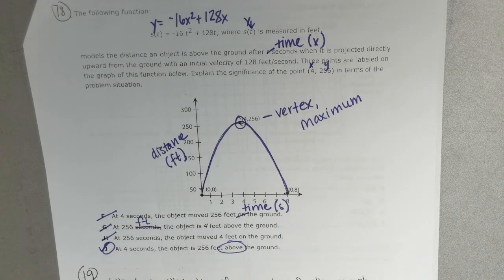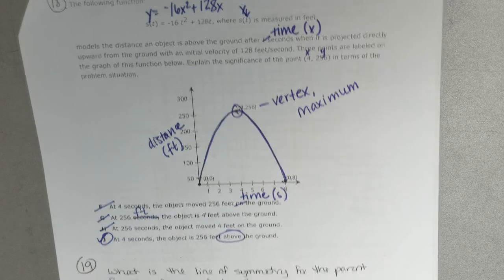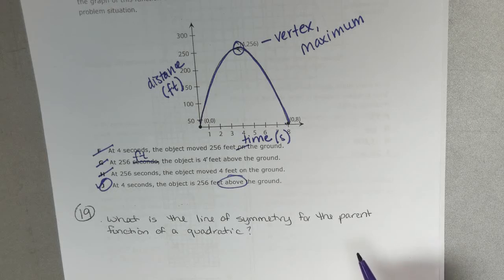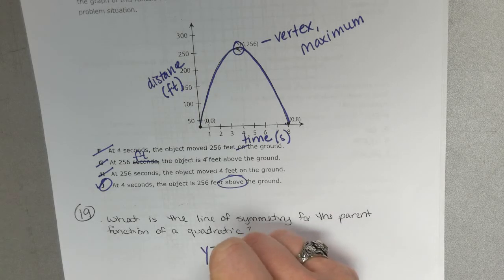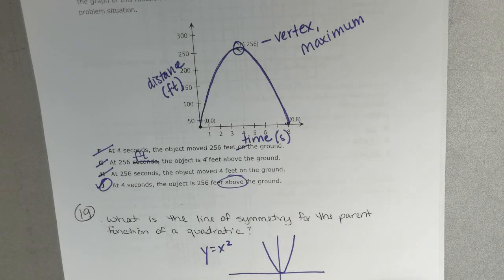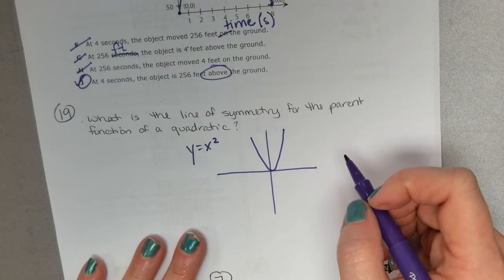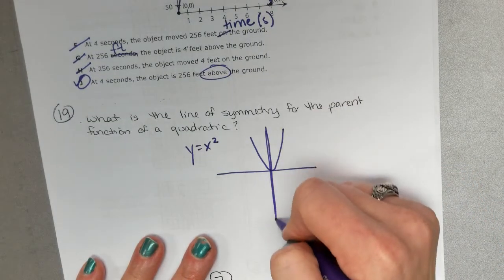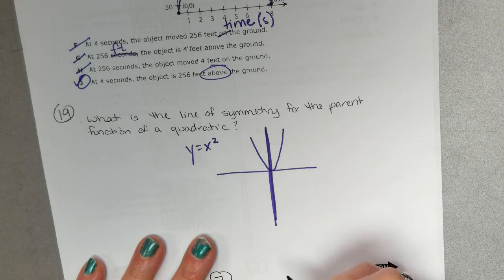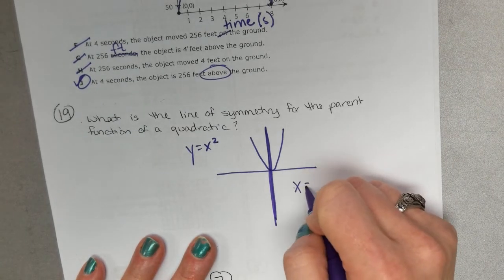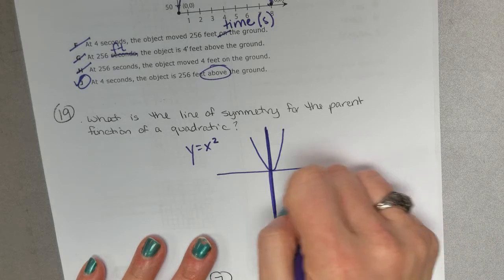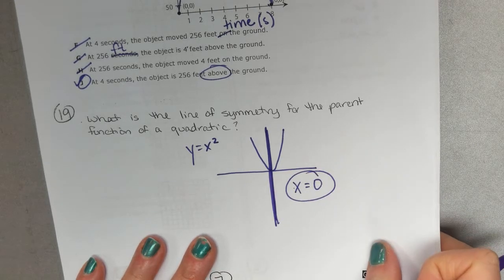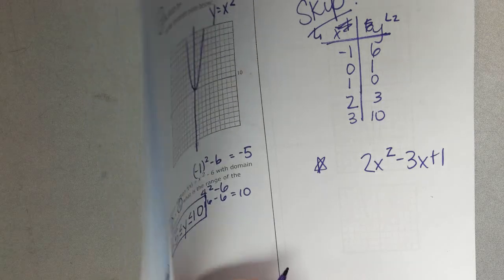Yes. Okay. And then what is the line of symmetry for the parent function of a quadratic? Okay, so that's a different one. We'll just sketch that. Remember, y equals x squared. So the line of symmetry is going to be right there in the middle, and that is x equals 0, your y-axis. That's the answer.